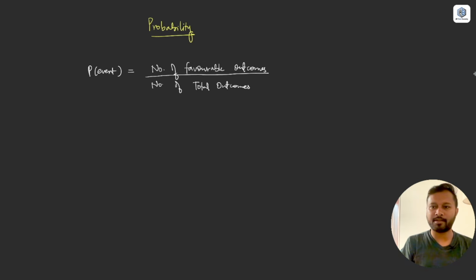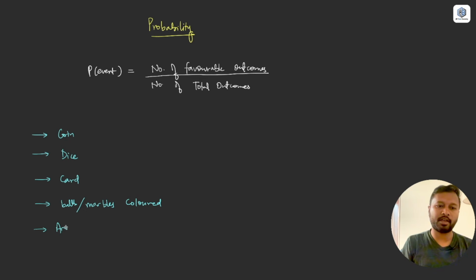So for example, there are some basic types of events which are discussed in the exam. One is coin related, the other one is dice related, right? Then you have card related questions. Then you have balls or marbles related questions, where you have a color code of them, colored balls or colored marbles related questions. Then you also have area related questions, and then you have some miscellaneous questions basically. So these are general types of questions which are asked from probability. We'll go and try to understand all of them one by one.